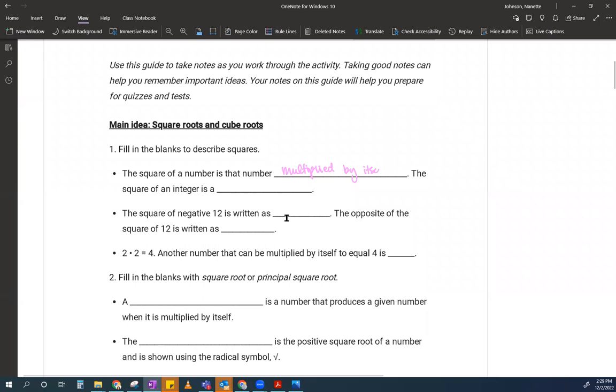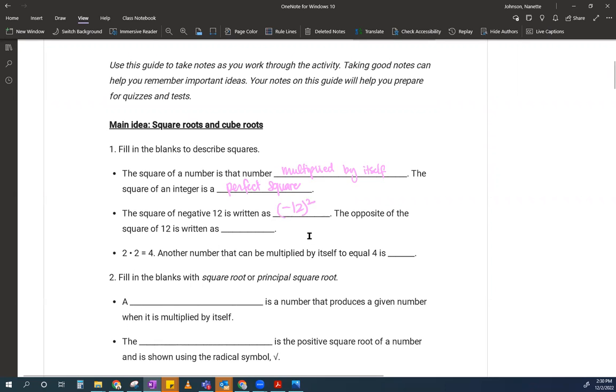Okay, and the square of an integer is what we call a perfect square. So go ahead and think about some perfect squares. Think about 2 squared and 4 squared and 3 squared. The square of -12 is written as (-12) in parentheses squared.